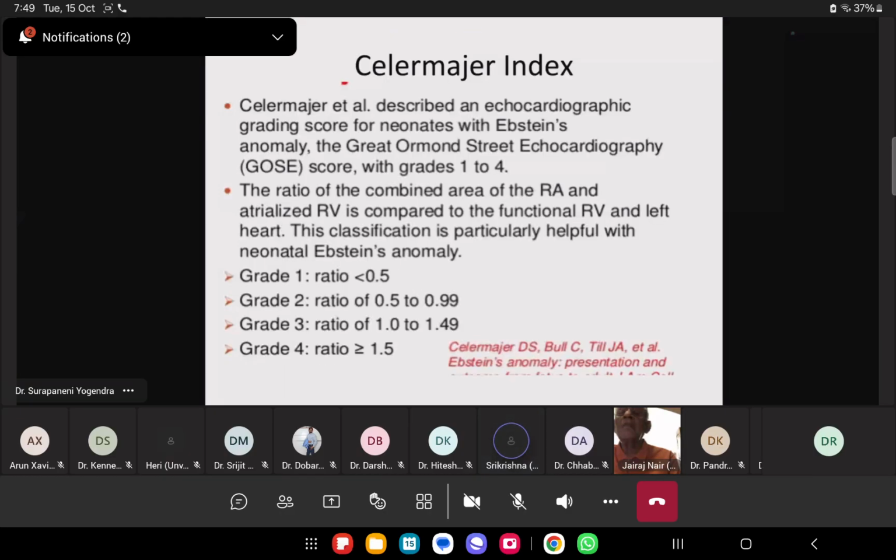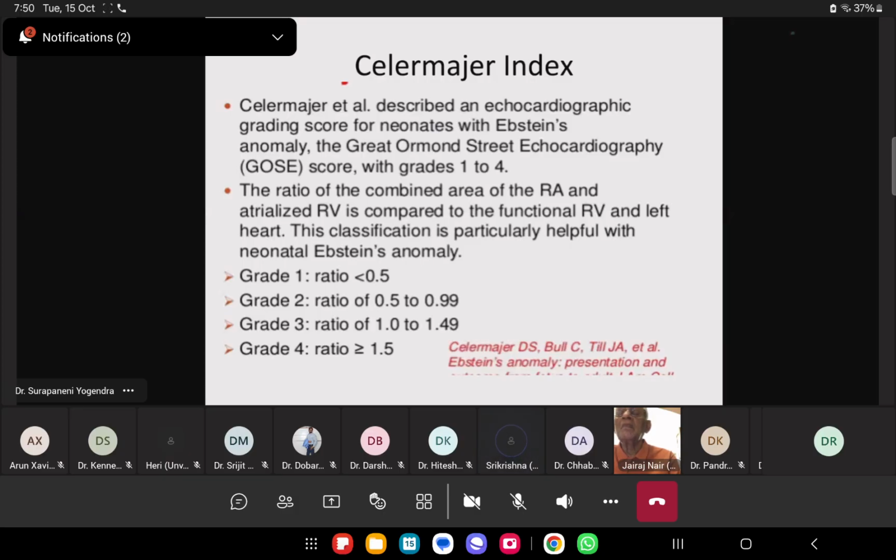Celermajer index. Celermajer et al. described an echocardiographic grading score for neonates with Ebstein's anomaly, the Great Ormond Street echocardiography score, with grades 1 to 4. The ratio of the combined area of RA and atrialized RV is compared to the functional RV and left heart, that is LA plus LV. This classification is particularly helpful with neonatal Ebstein's anomaly.